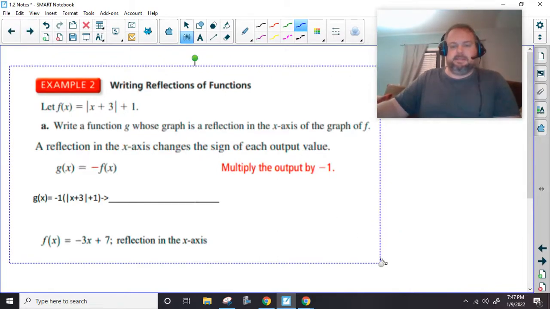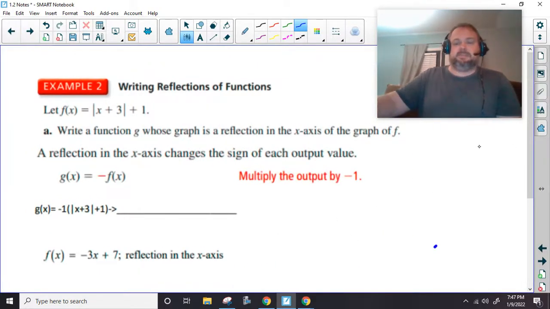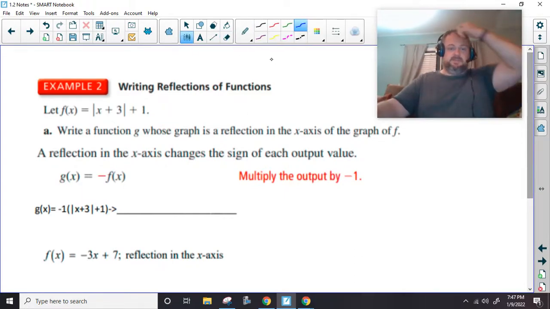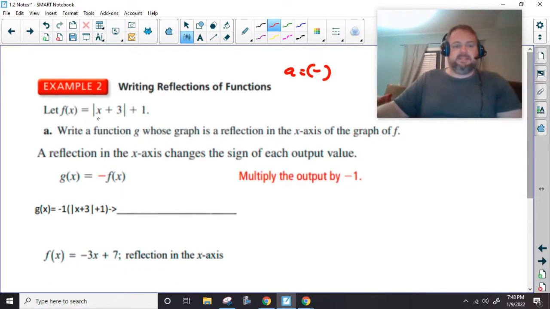All right. Now, these are my favorites. Why? Because they make sense the most. So remember, this is when we're reflecting this about the x-axis. This is when our a was negative. So basically we have to multiply what we have times -1. Awesome. So this becomes basically negative absolute value of x plus 3, because we just multiply all that, and then here and here minus 1.